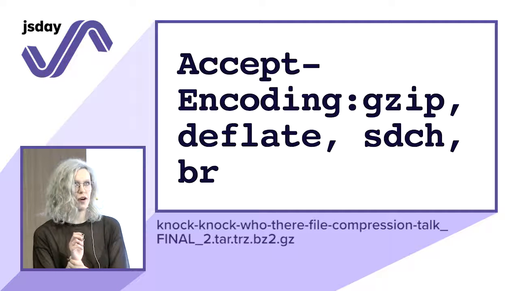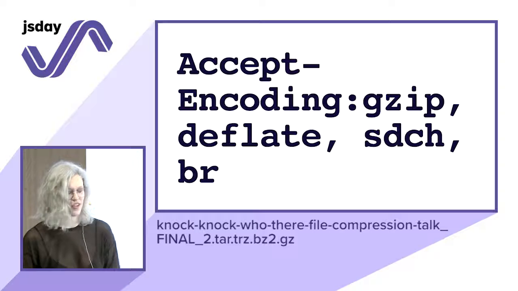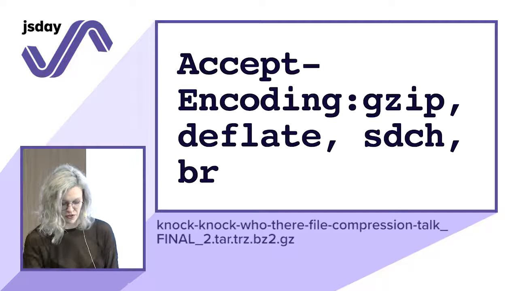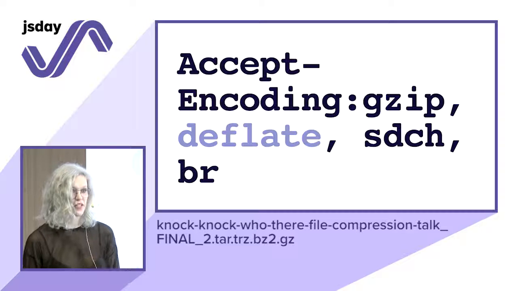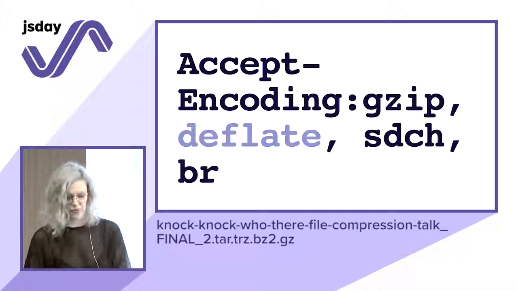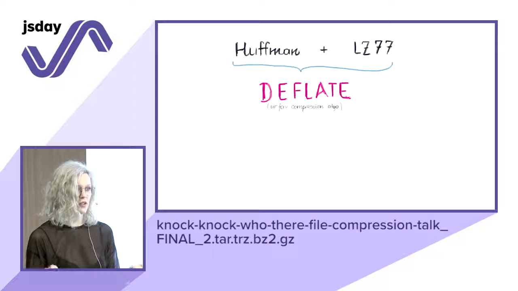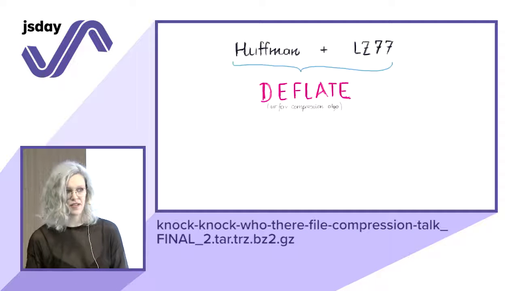In Chrome 59, the latest version of Chrome, they've completely discontinued it, so that's not a thing. The major ones are gzip, deflate, and Brotli. We'll start with deflate because it's the most basic version and how most of them came to be. Deflate is composed of two algorithms: one is Huffman and one is LZ77.